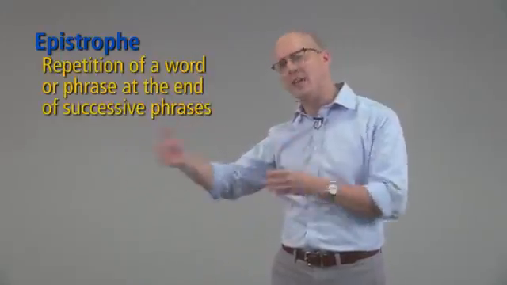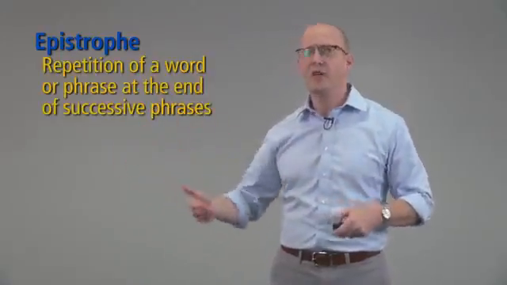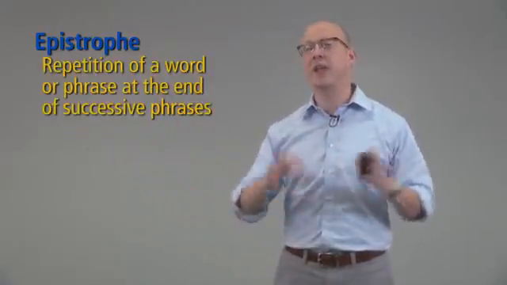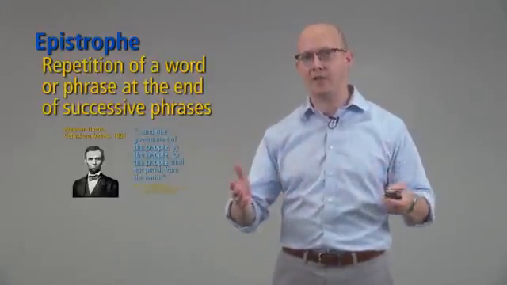So if anaphora is repetition at the beginning of a phrase or set of clauses, epistrophe is repetition of a word or phrase at the end of a number of clauses or phrases. Here in the U.S., the Gettysburg Address has a famous example of this, right?